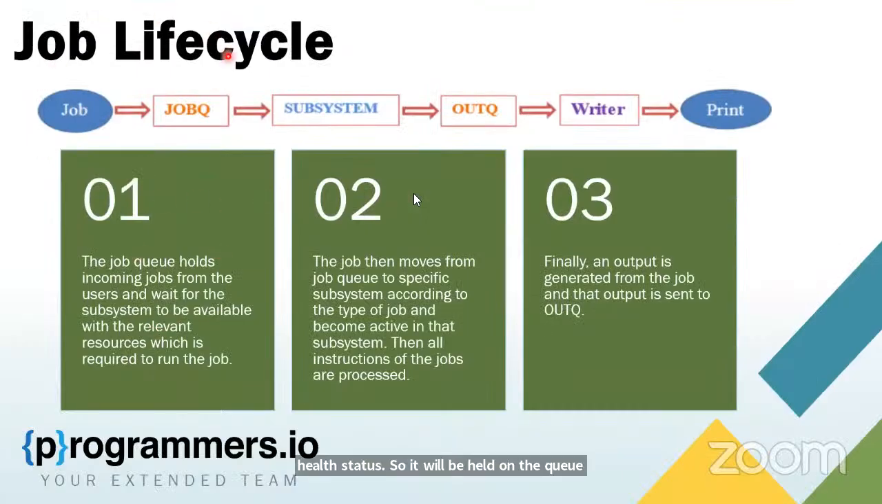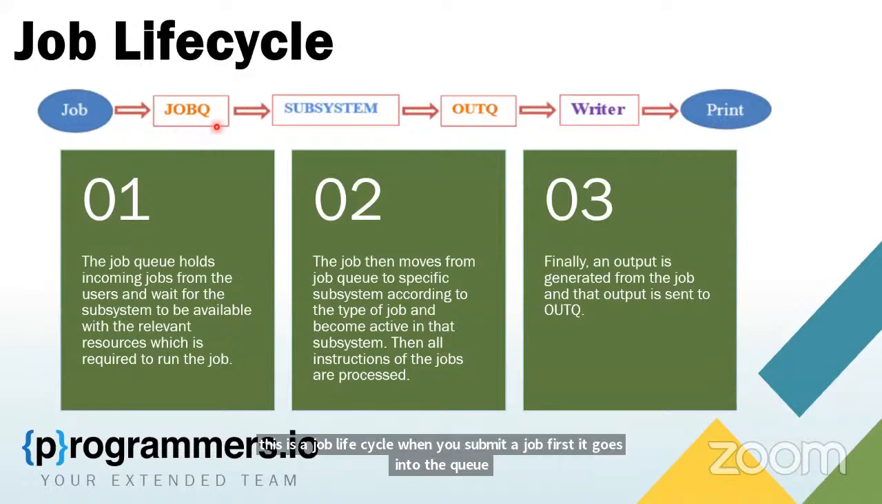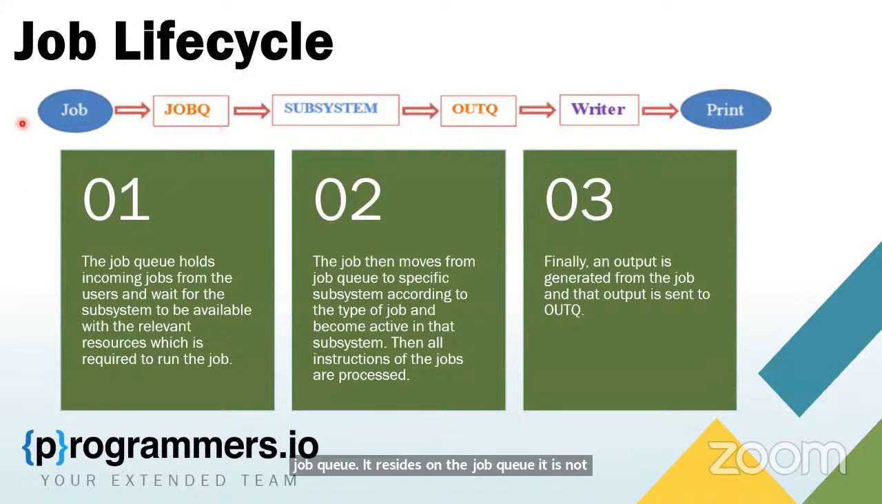So this is a life cycle. When you submit a job, first it goes into the job queue. It resides on the job queue and is not executing. If you submit another job to the same job queue, it will go and stay behind the first one.